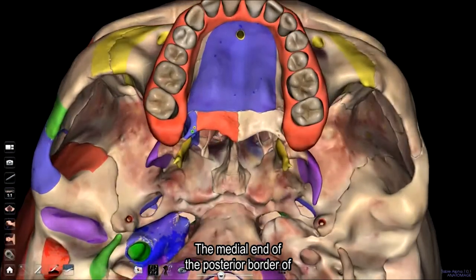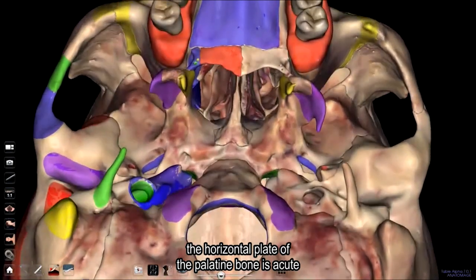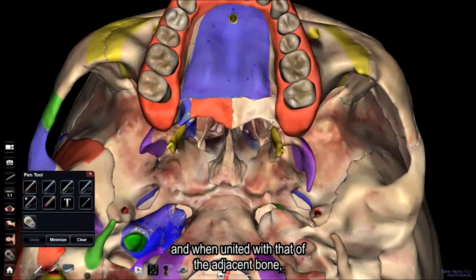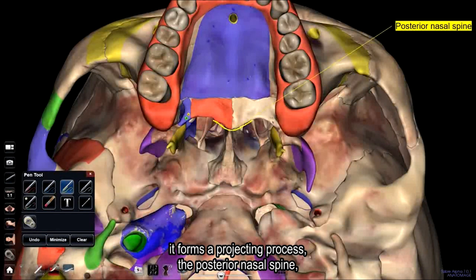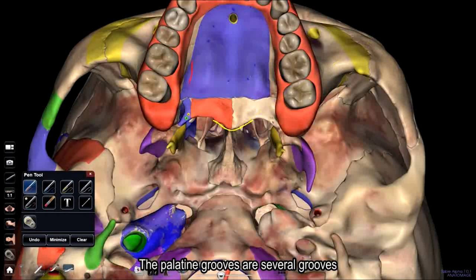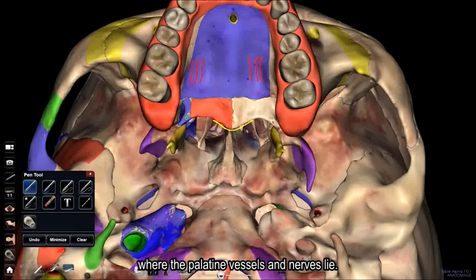The medial end of the posterior border of the horizontal plate of the palatine bone is acute, and when united with that of the adjacent bone, it forms a projecting process, the posterior nasal spine, where the attachment of the musculus uvulae occurs. The palatine grooves are several grooves on the lower surface of the palatine process of maxilla, where the palatine vessels and nerves lie.